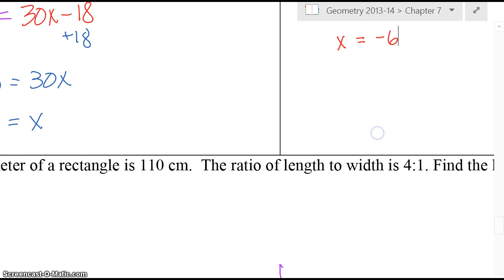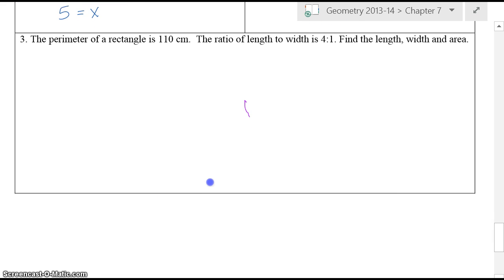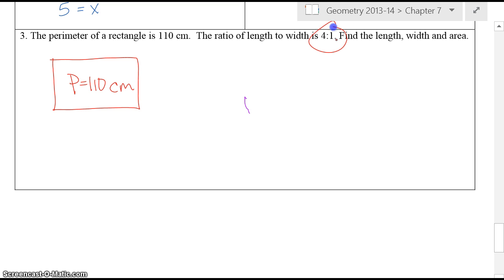Okay. Number 3. The perimeter of a rectangle is 110 centimeters. The ratio of the length to the width is 4:1. Find the length, the width, and the area. What would I suggest that you do first? Yes. Draw a picture of a rectangle and label it. It says that the perimeter is 110 centimeters. And then it says that the ratio of the length to the width is 4 to 1.